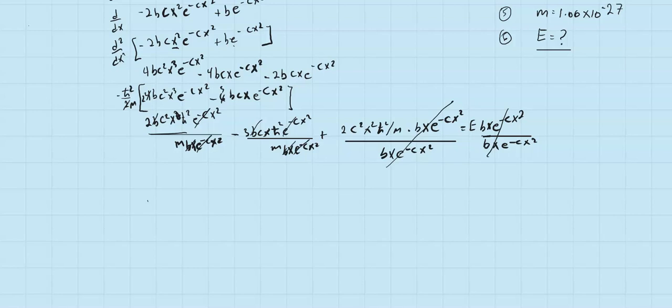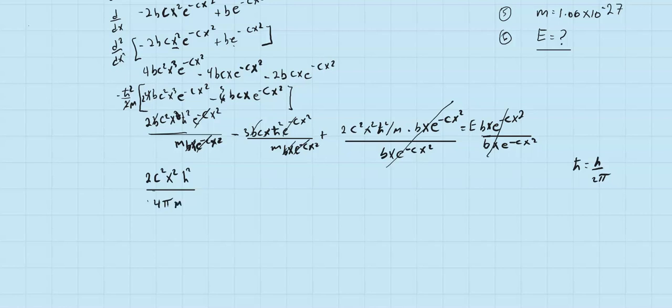So what I'm left with is going to be 2c squared x squared. I'm going to write the h bar in this form: h over 4 pi. Remember that h bar is equal to Planck's constant over 2 pi. It's called the reduced Planck constant. So this is going to be squared right here, 4 pi times m, right?